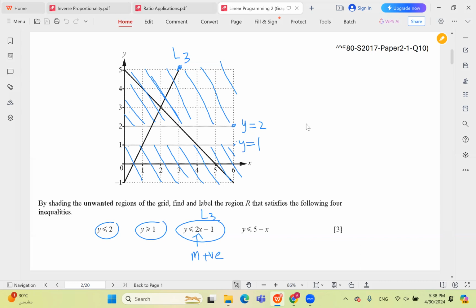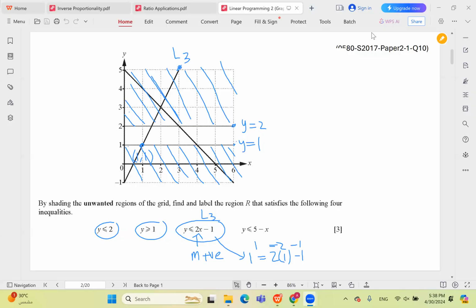Or you can just pick random points and see whether they fit or not. So for example, to confirm that this is the correct line, I can take this point here. This is 1 and 1. If we put 1 and 1, they should be equal to each other. So if we put here 1 equals 2 times 1 minus 1, this is a true statement because 2 times 1 is 2, 2 minus 1 gives us 1. So it is true, they are equal to each other.